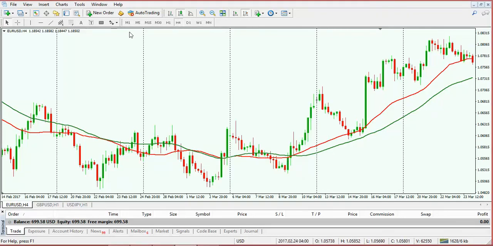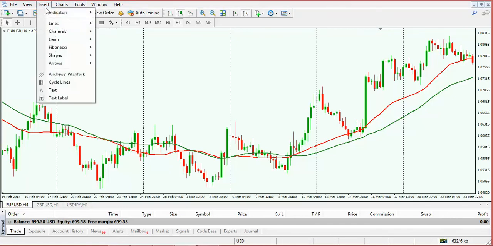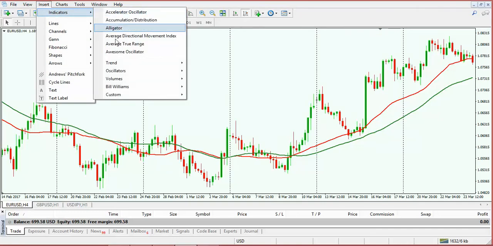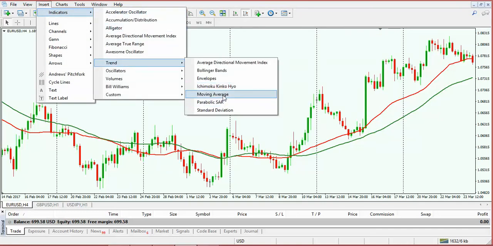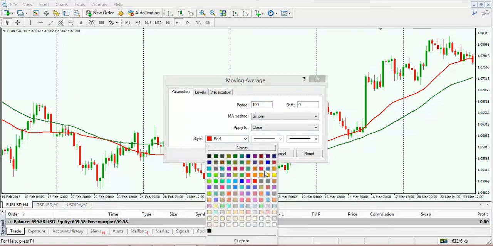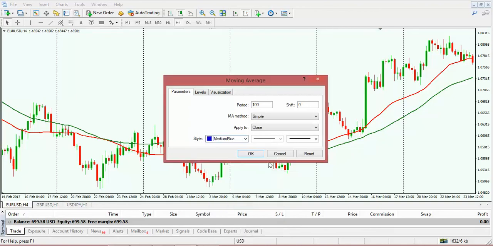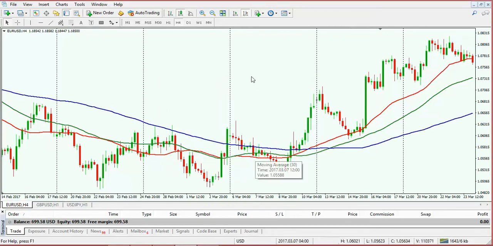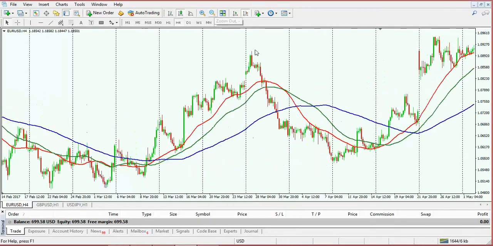Then finally, let's add the 100, 30, 50 and 100. So go to insert again, indicators, trend, then moving averages. Then we type in the period, simple, change the color to say blue. Yeah, so this is our moving average on our charts.